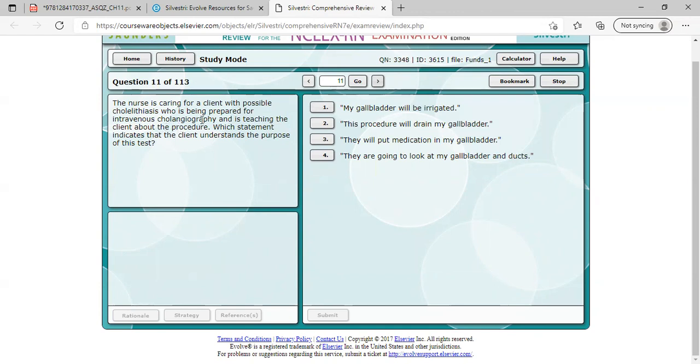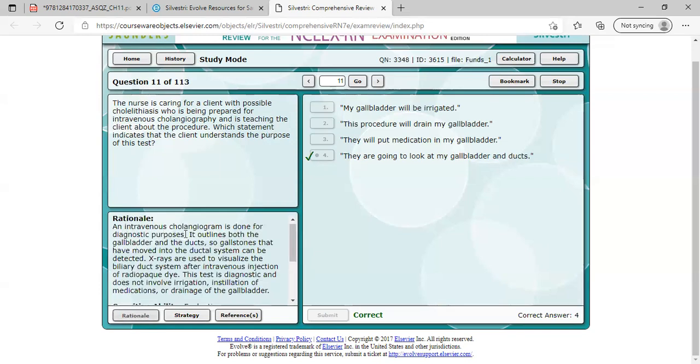So it is cholangiography. It is the diagnostic test, nothing therapeutic to remove the stone. No. This procedure will drain my gallbladder. No. This will put medication in my gallbladder, no. It is only take the picture to find out how many stone, where the location of the stone, type of stone. They are going to look at my gallbladder and duct by cholangiography.